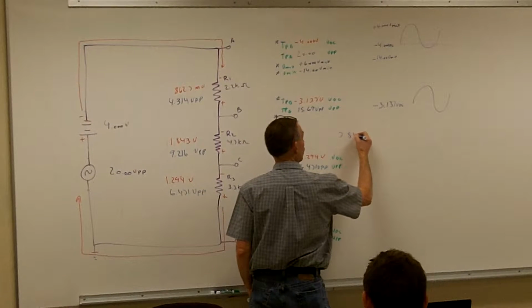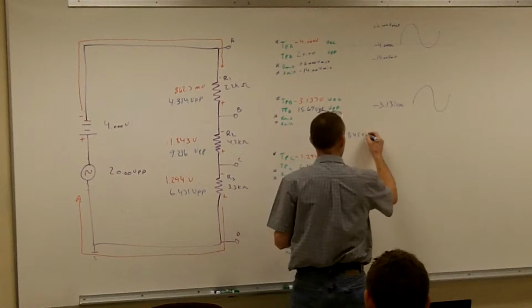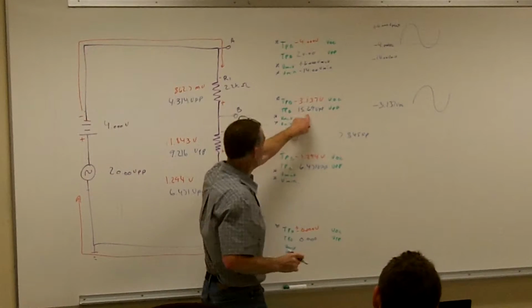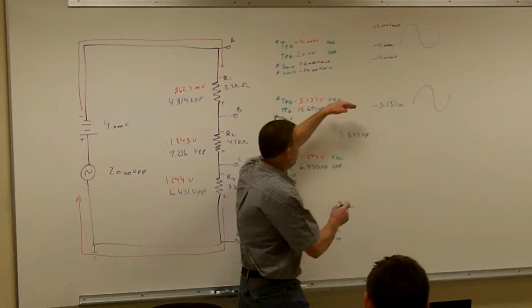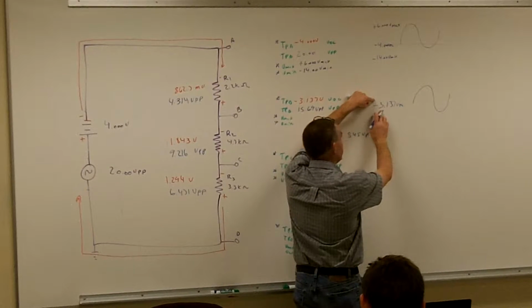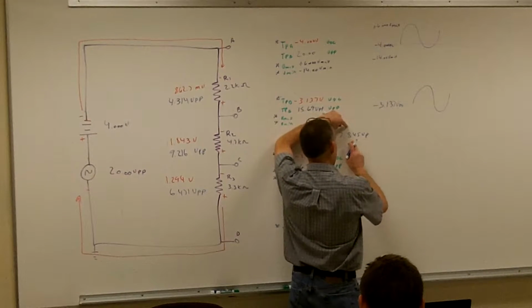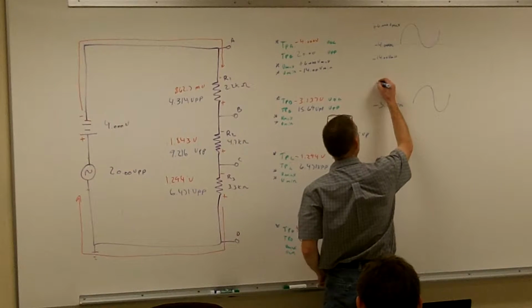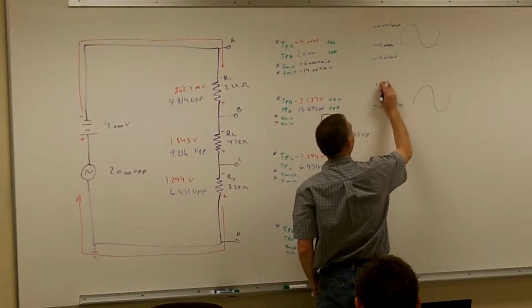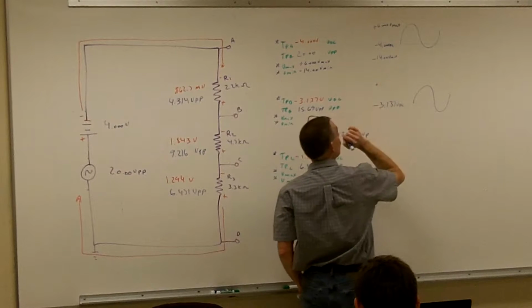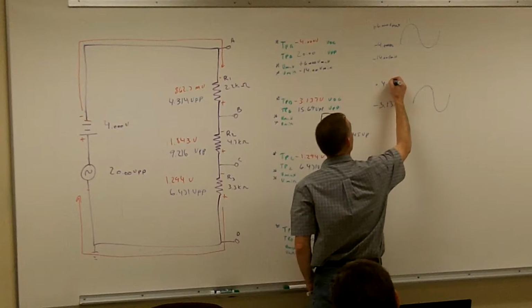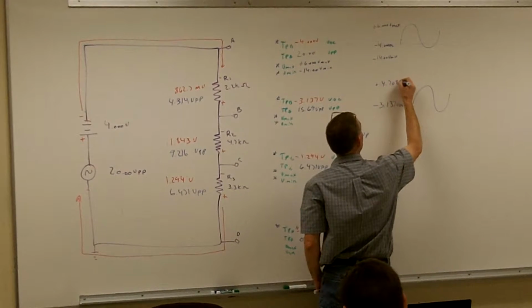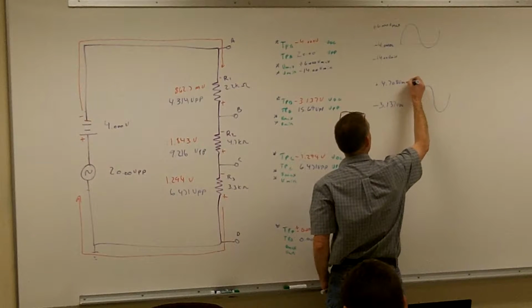7.845 volts. Okay, so basically it's just half of my voltage peak to peak. So then all I'm going to do is take a negative 3.137 volts and add 7.845 volts peak to get my V max. And what did you say you got? 4.708 volts, and that's going to be my V max.